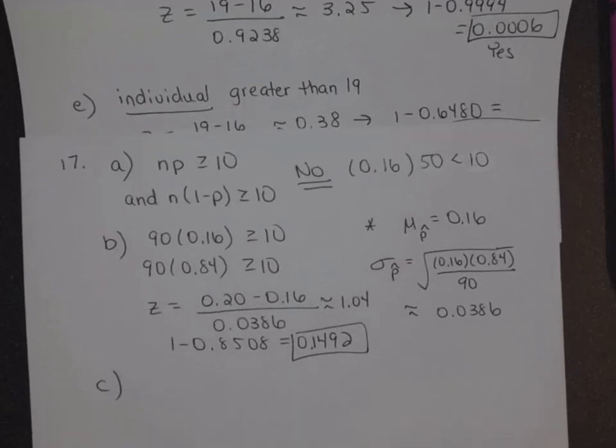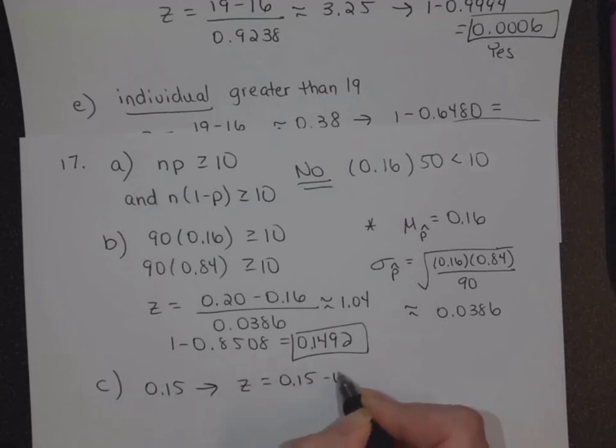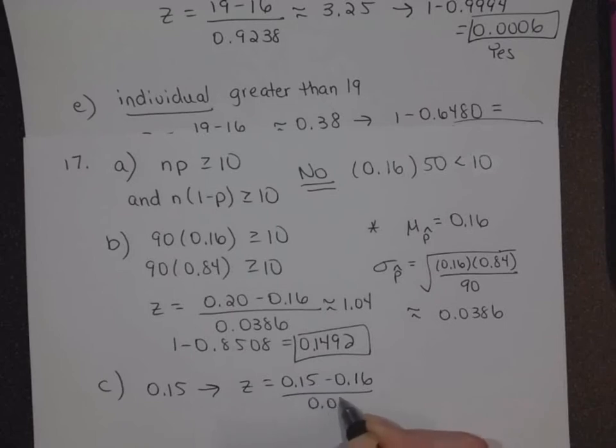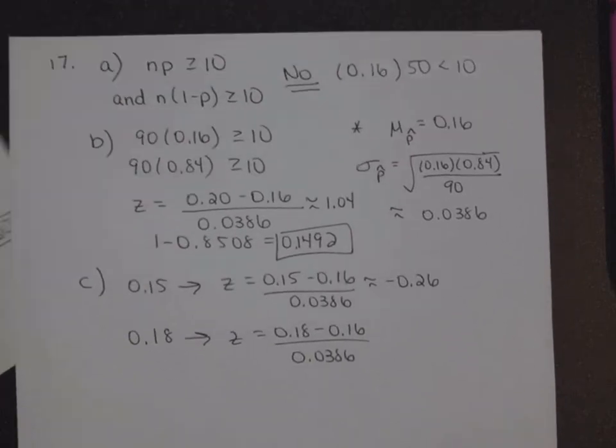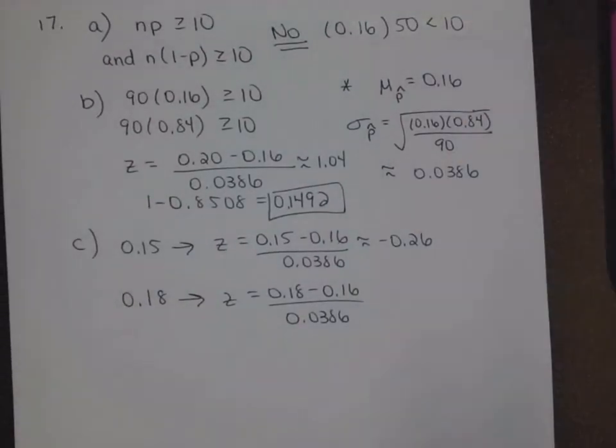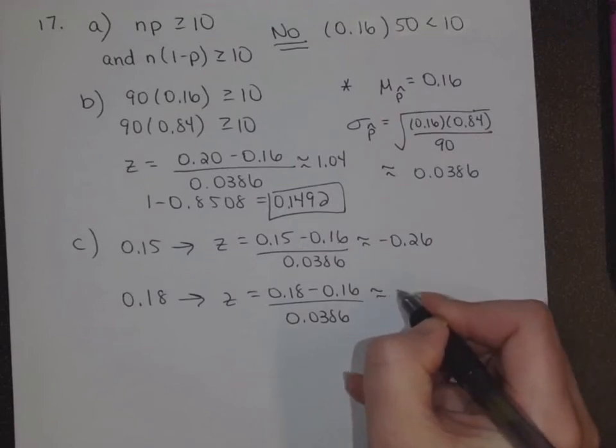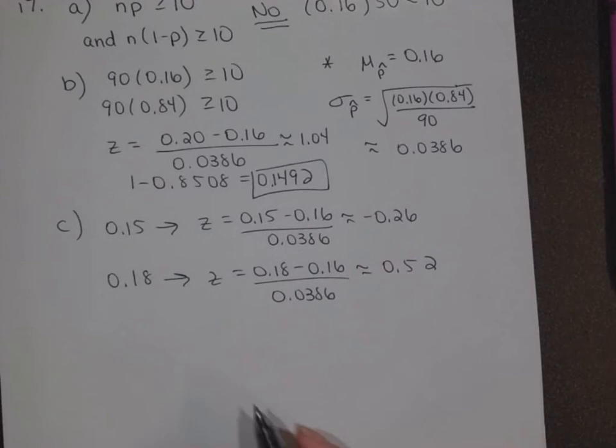Part C says find the probability that we're between 15 and 18. Remember we're expected to be 16. So 0.15 is going to give us a z-score of about negative 0.26, whereas 0.18 is going to give us a z-score of, sorry, let me move my page up. It's going to give us a z-score of 0.52. Read both of those values and subtract them.